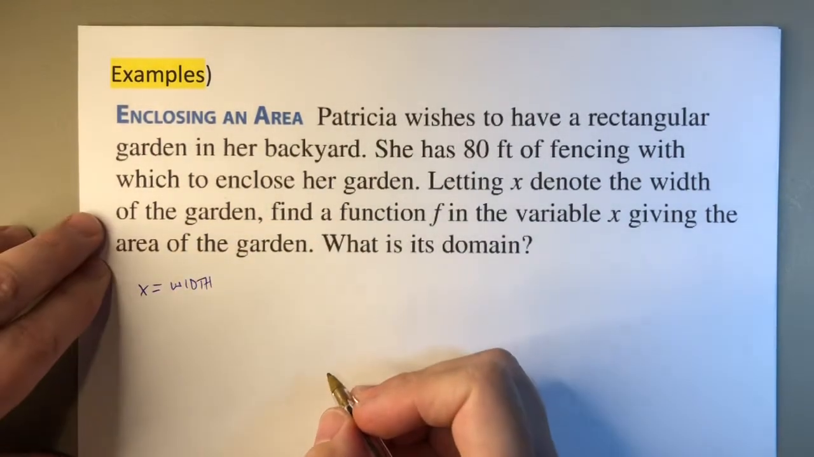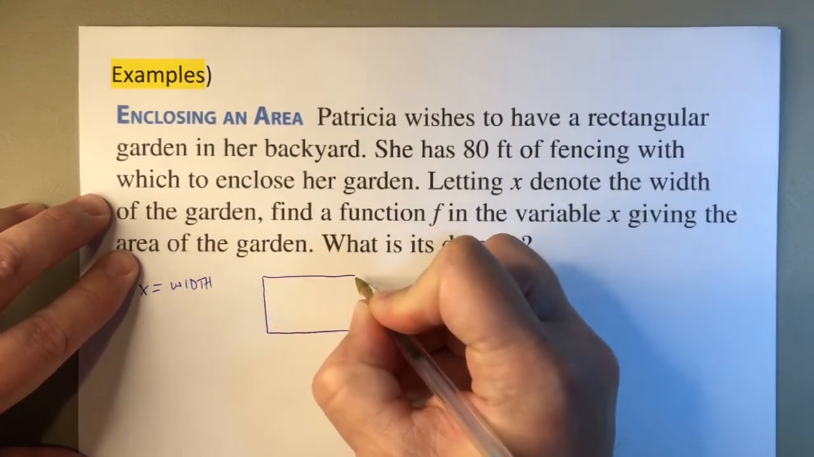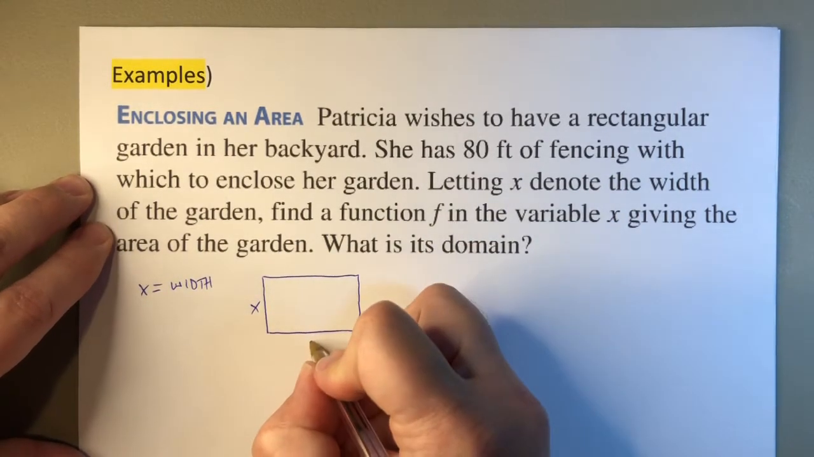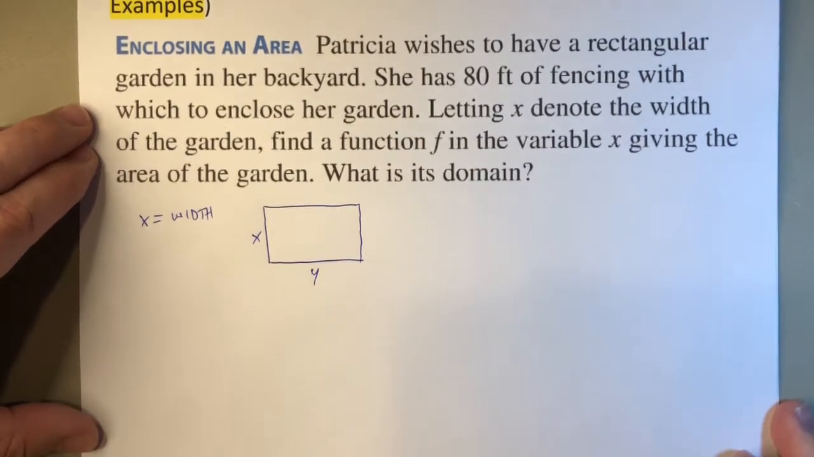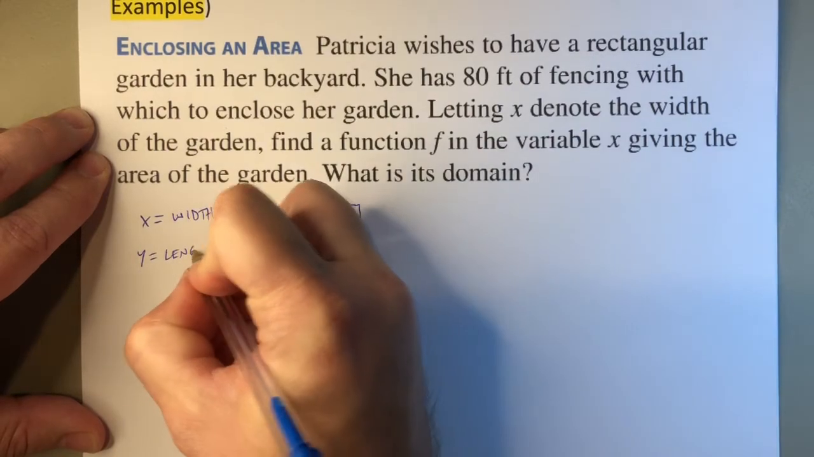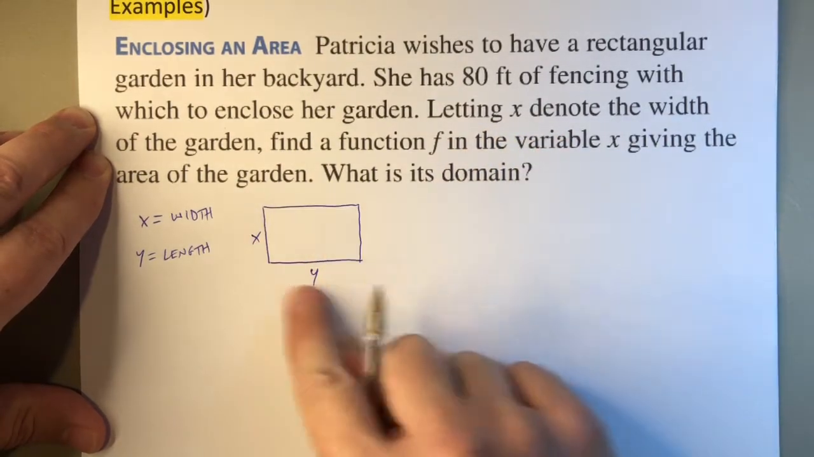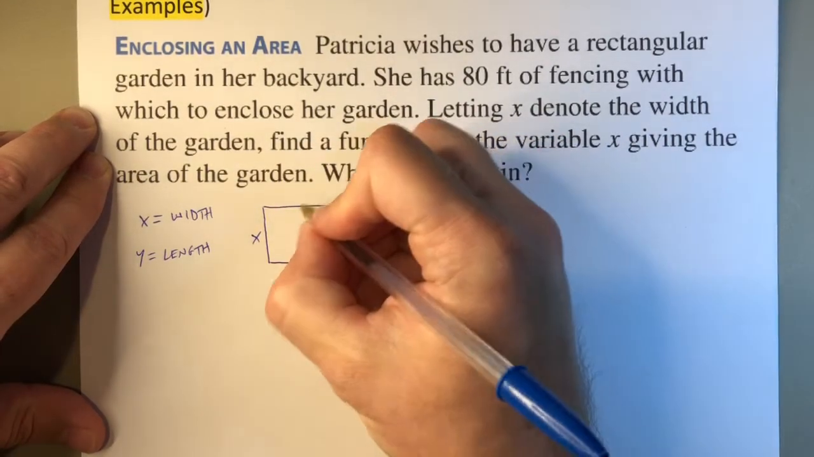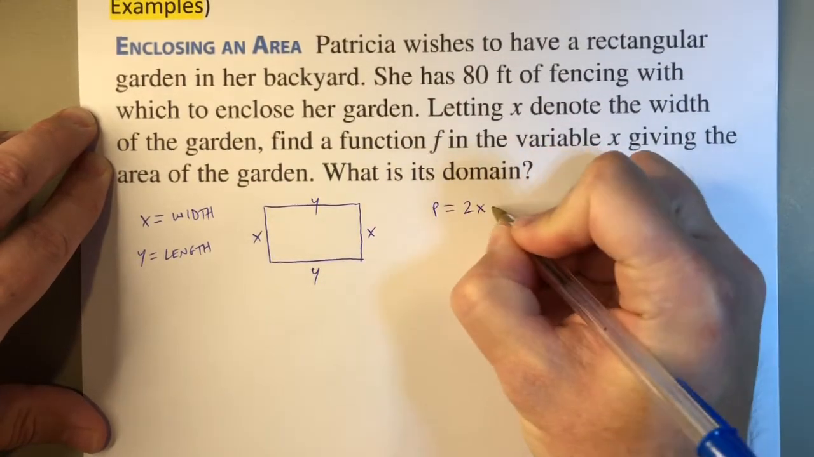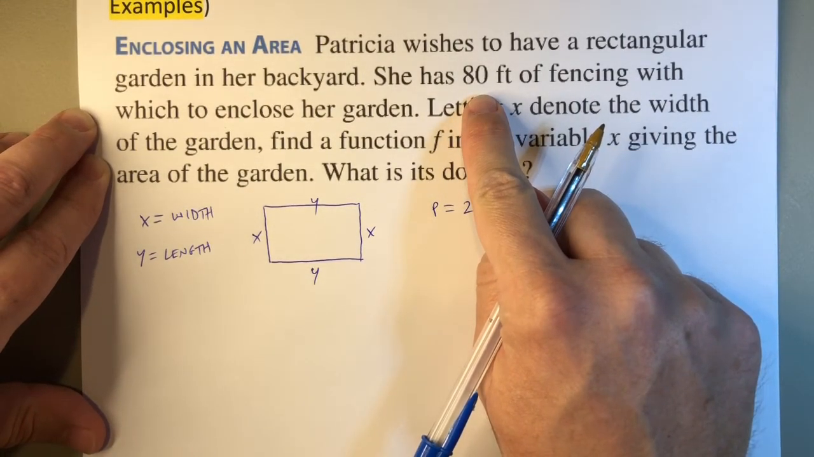All right, so let's see what our picture would look like here. We have a rectangular garden of some sort. x is the width. We have no idea what the length is. Let's let y be equal to the length of our garden. All right, so we know that the perimeter of this particular garden would be what? Well, it's all four sides added together, right? So the perimeter of our garden is going to be 2x plus 2y. And we know what the perimeter is because it gives us that in the question.